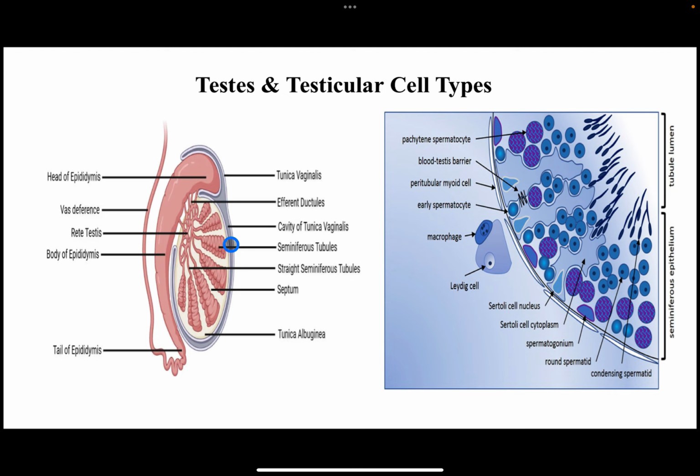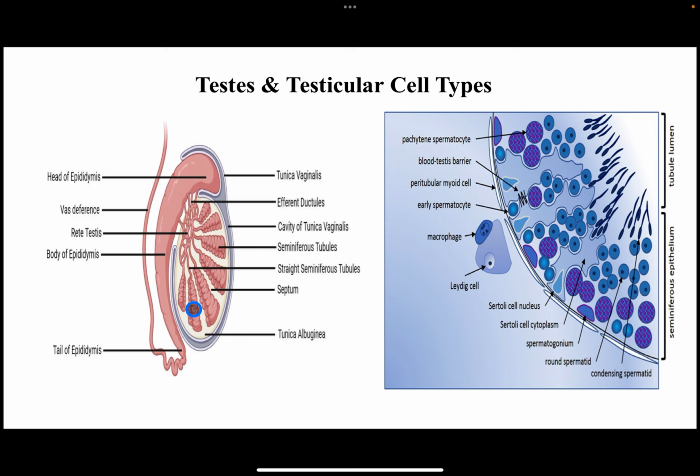Then from that layer, we come to the tunica albuginea. Then from the tunica albuginea, we have the seminiferous tubules. Here are the seminiferous tubules, 1, 2, 3, 4, 5, 6, 7. They form the seminiferous tubules. The sperm are actually produced by the seminiferous tubules.